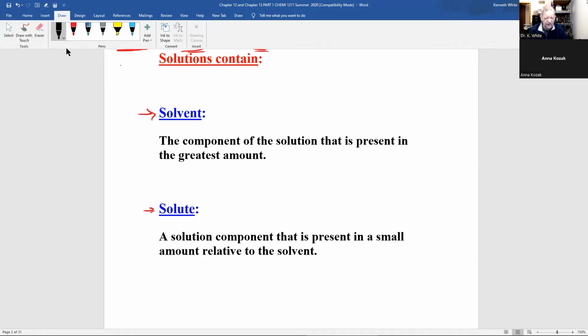Now, a solute is a solution component that is present in a small amount relative to the solvent. The solvent will always be the component in the greatest amount, and the solute will be the other component or components in a lesser amount. So let's look at something interesting.